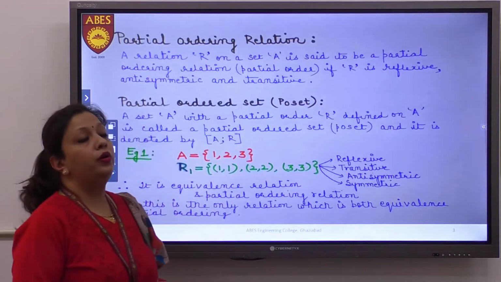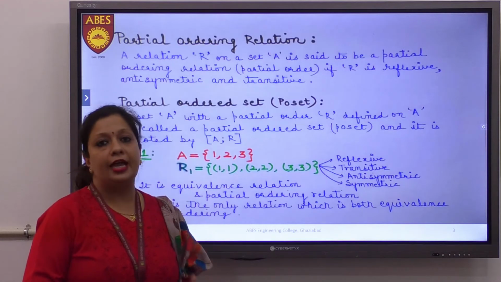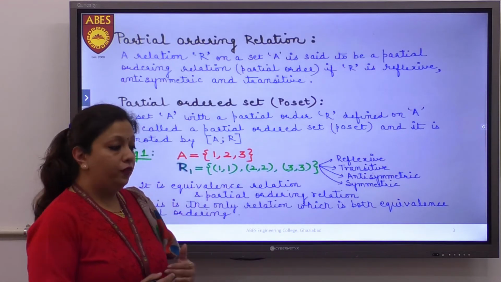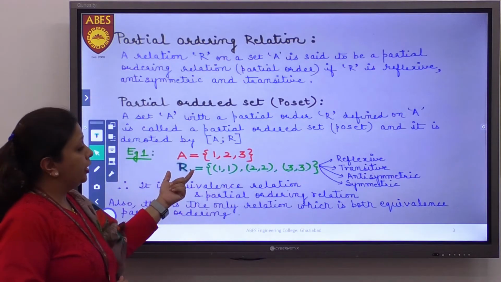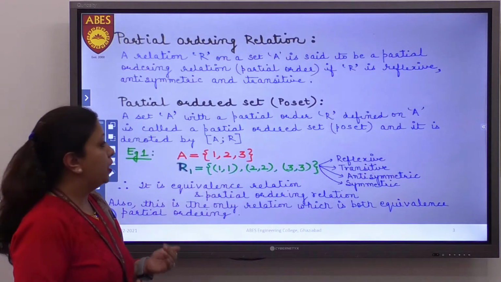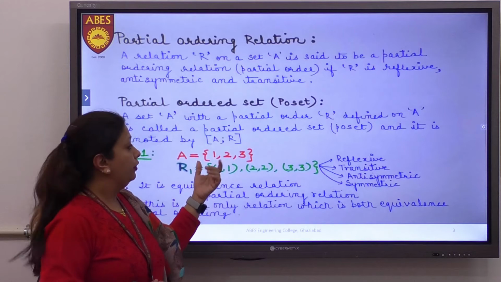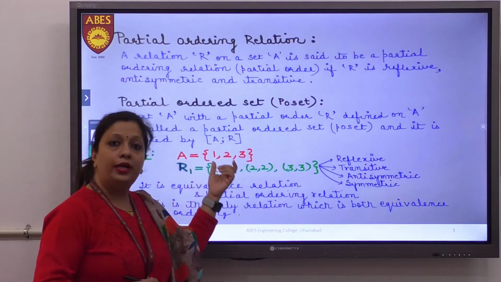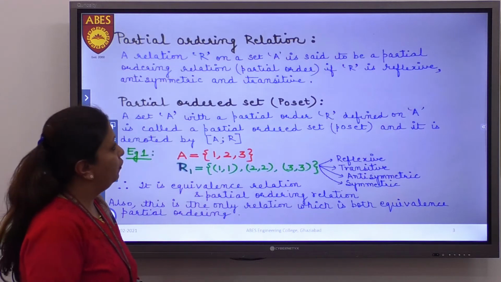If I talk about reflexive, a relation is reflexive when it contains all the diagonal elements. Suppose I have a set A which contains the elements 1, 2 and 3, so a reflexive relation must contain all the diagonal elements corresponding to this set, that is (1,1), (2,2) and (3,3). Then we can say that that relation is reflexive.